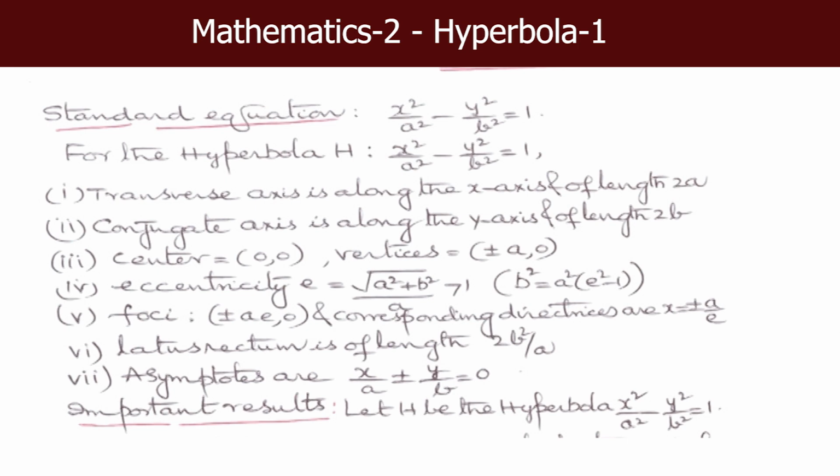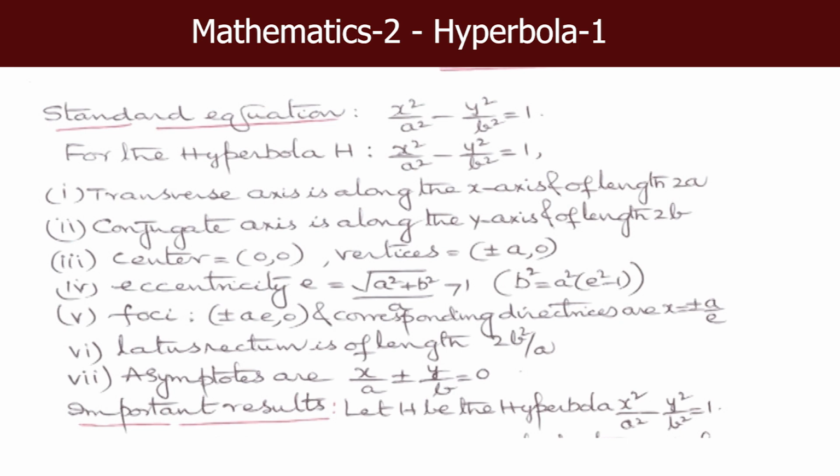Asymptotes, this is, of course, an important thing here. There are a pair of lines associated with the hyperbola which have a typical behavior, and these are lines passing through the center of the hyperbola, whose equations are x by a plus or minus y by b equal to 0. Their combined equation is x square by a square minus y square by b square equal to 0, which differs from the standard equation by a constant.